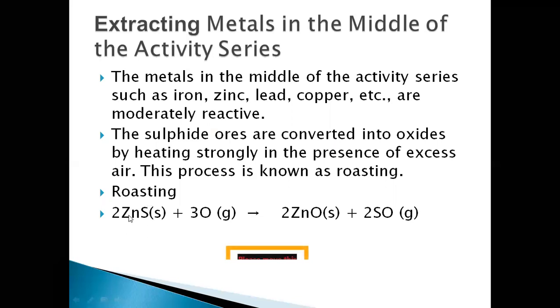So this is the sulfide ore, ZnS, reacting with oxygen. Here you will write 3O2, because oxygen is always in the form of O2 only, diatomic form. So what we will get, sulfur plus oxygen gives sulfur dioxide, SO2, and zinc oxide is there. This whole equation you have to learn.